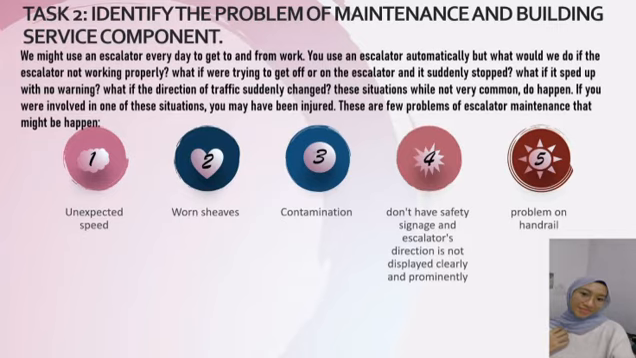Next, the escalator doesn't have safety signage and the escalator direction is not displayed clearly and prominently. The edge of each step is not marked with yellow lines. Lastly, the problem on the handrail. First, the handrail is lagging while the escalator works. Next, the lids of the handrail are cracked. Lastly, the escalator handrail surface shows small bubbles. For the solution, do a proper inspection and replacement work of the handrail.